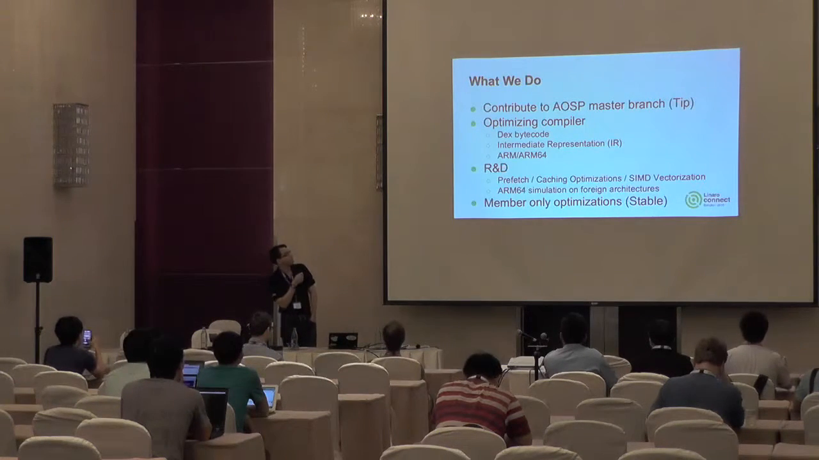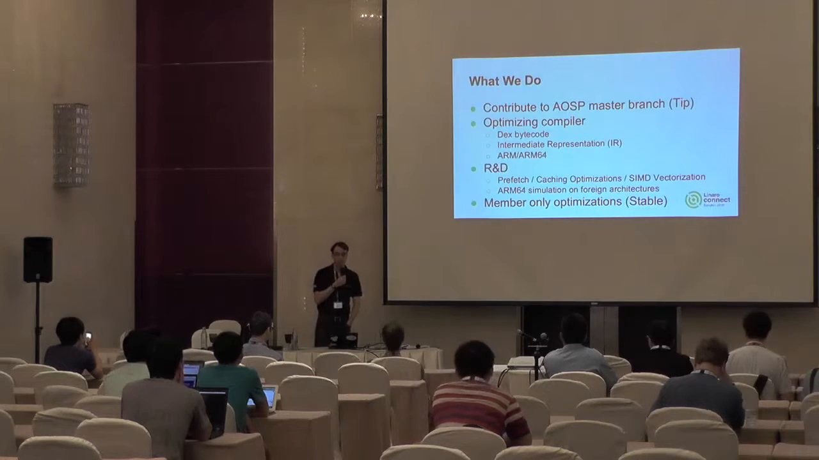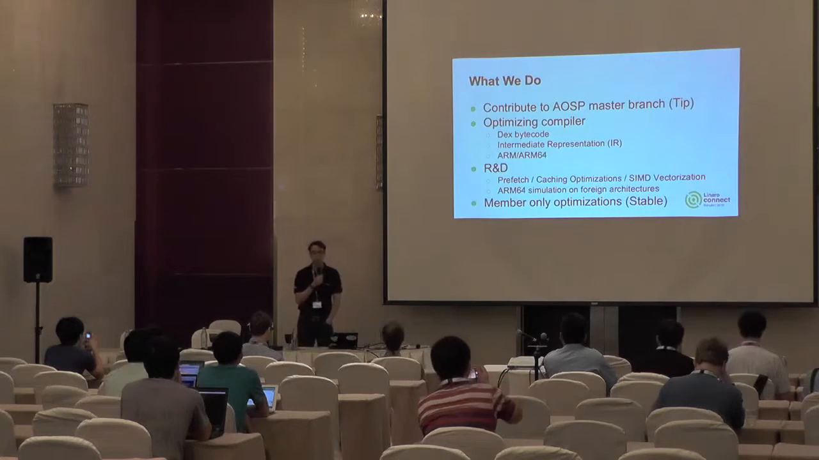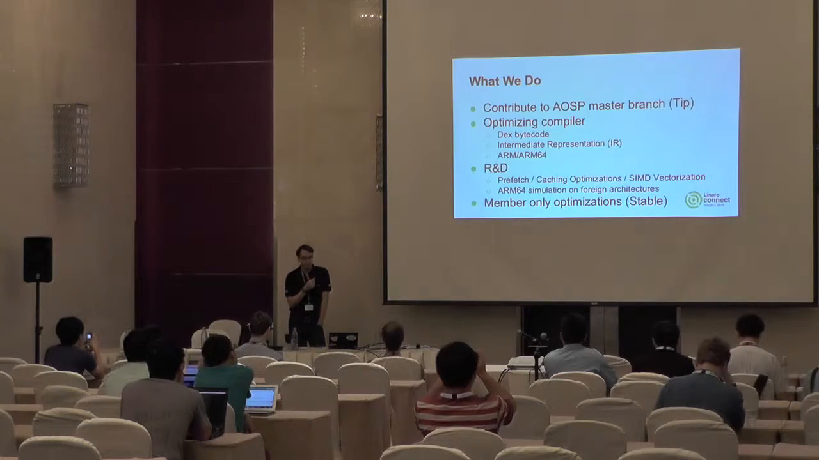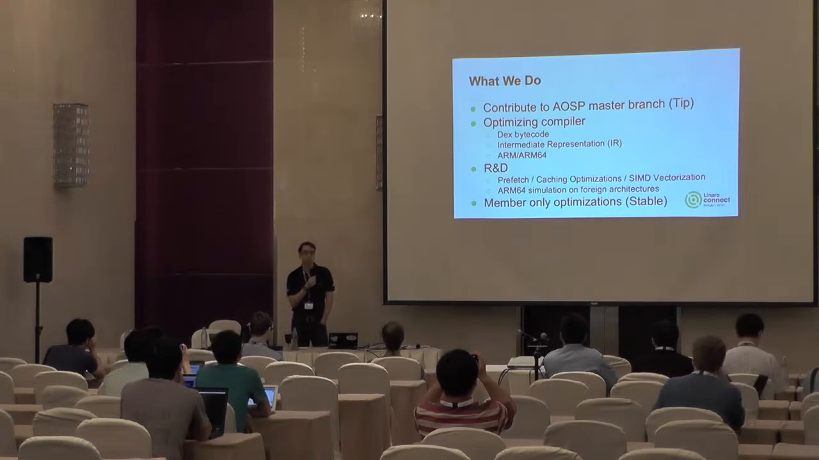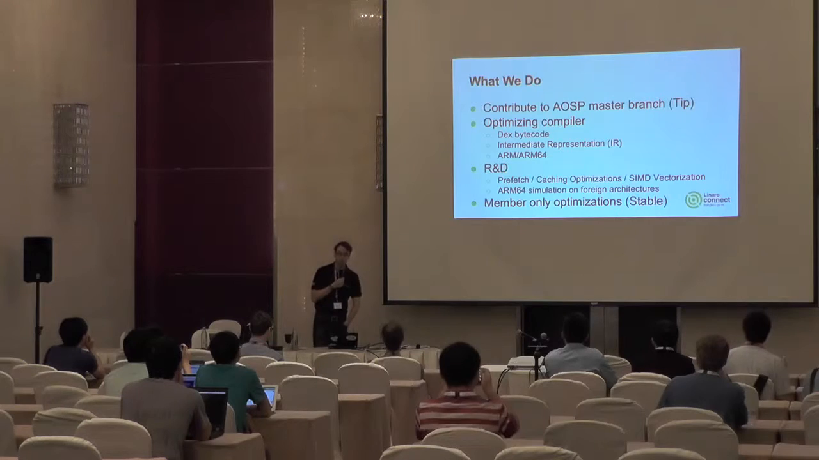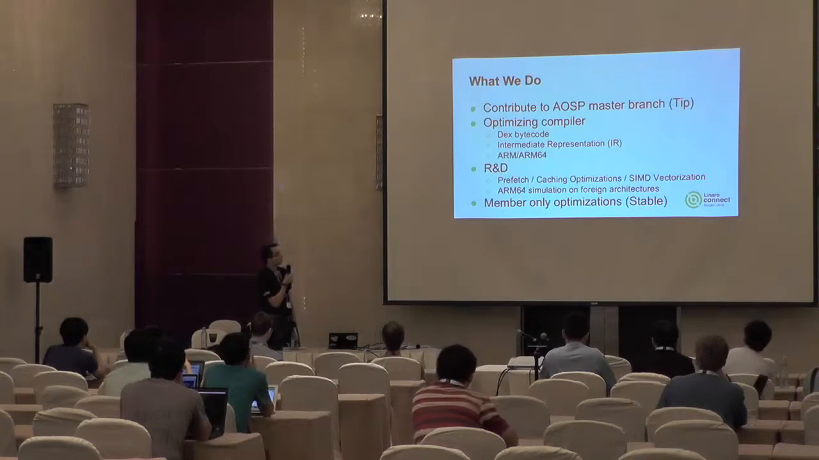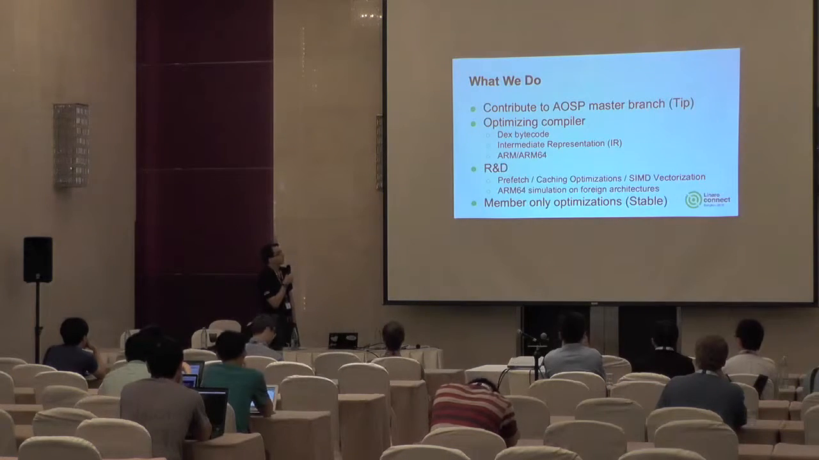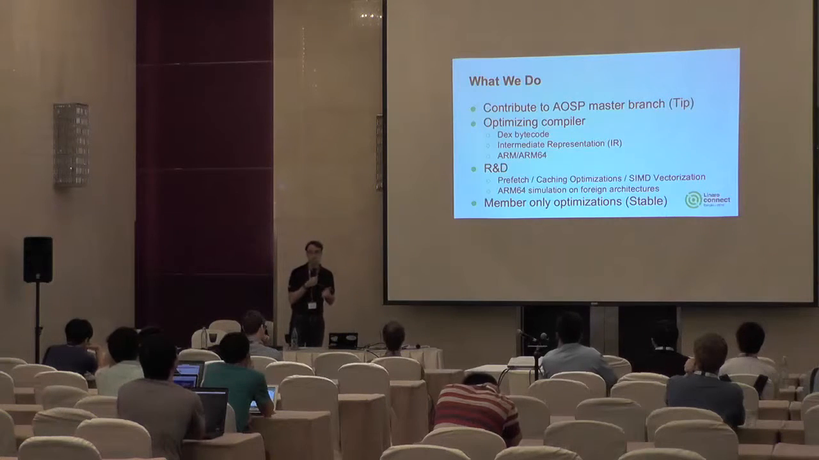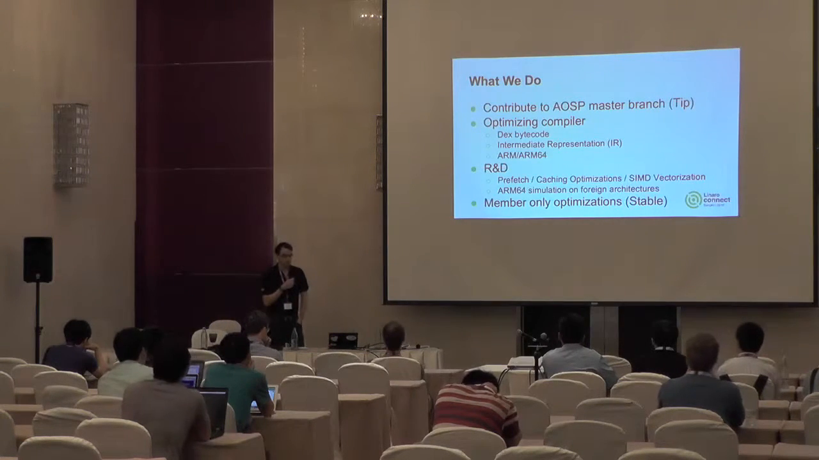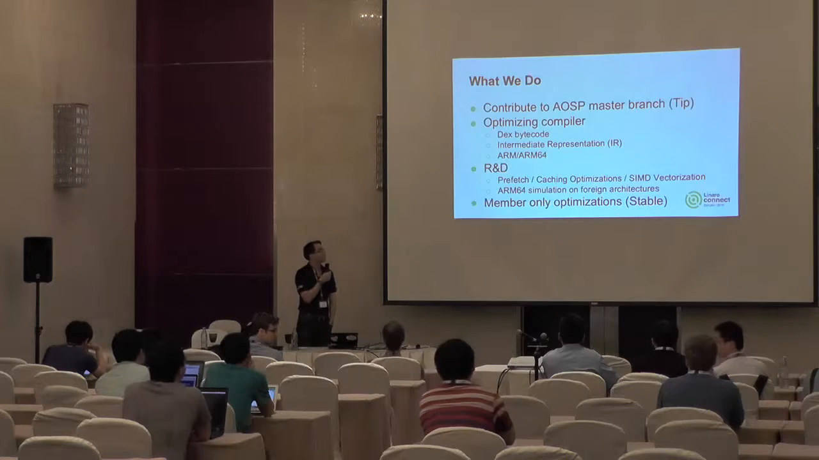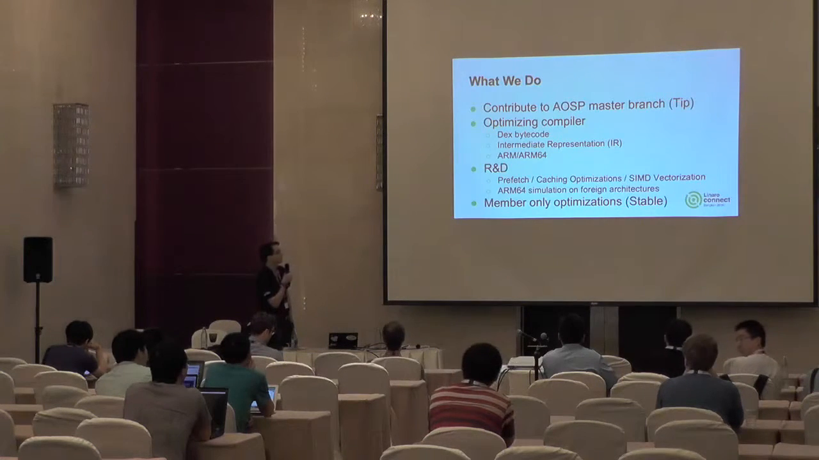What do we do? Mostly we contribute to the Android open source project master branch. This is where the next version of Android is developed in the open. We call it TIP. Within the optimizing compiler itself, we work in the back end, obviously. We're empowering ARM on Android, right? So the parts of the compiler that work with intermediate representation and generate ARM and ARM64 assembly.